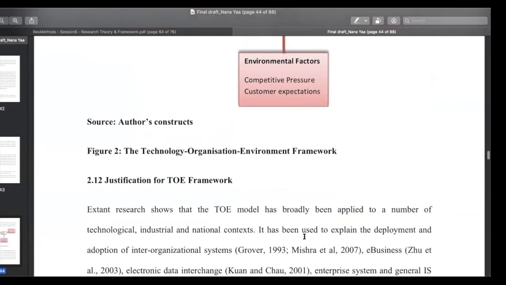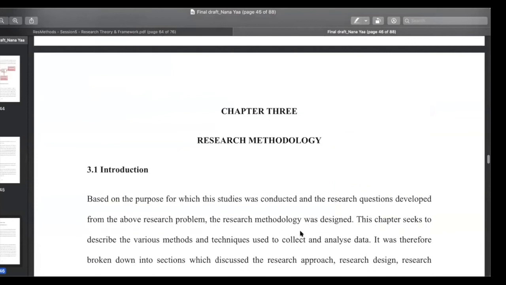And she summarizes. Go to chapter 3, research methodology. If you want this one, I can also share it with you guys.